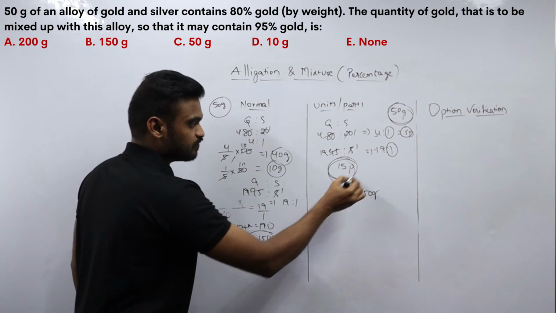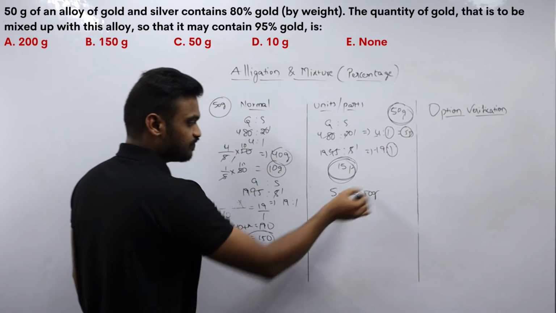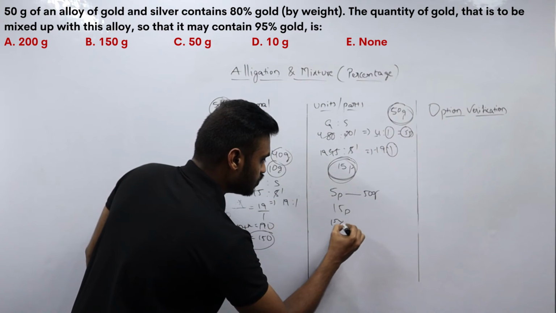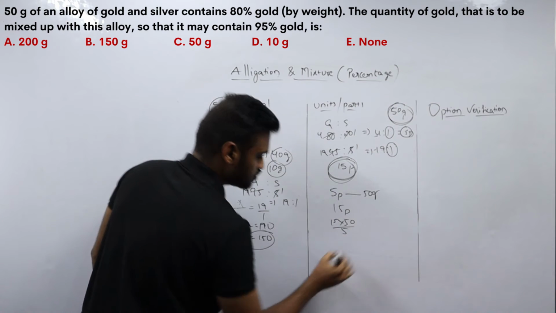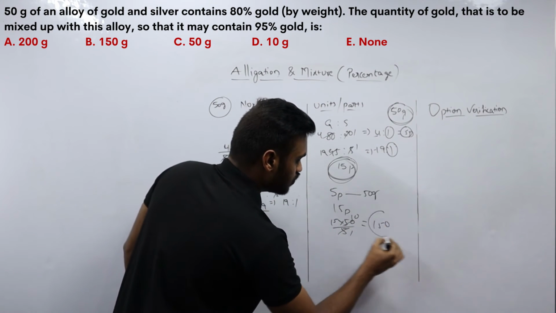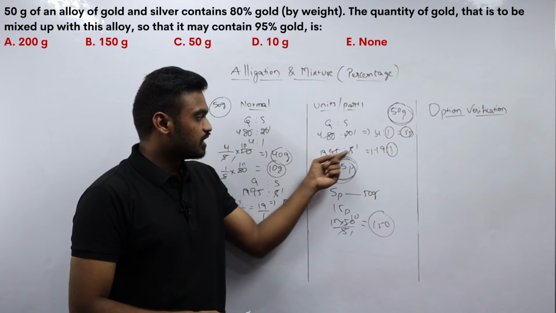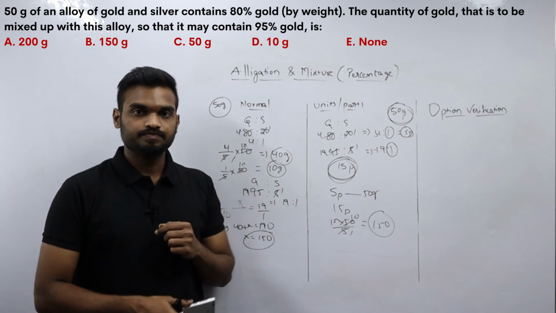Now to find this 15 parts value, I am cross multiplying the parts. I will get 15 into 50 by 5. So 5 tens are 50, 15 tens are 150. So 150 grams of gold needs to be added so that the final quantity of gold becomes 95%.